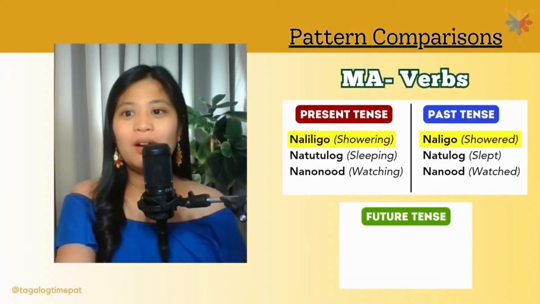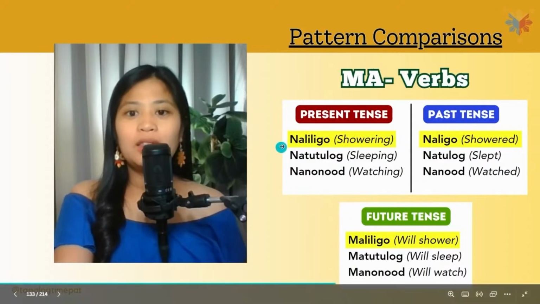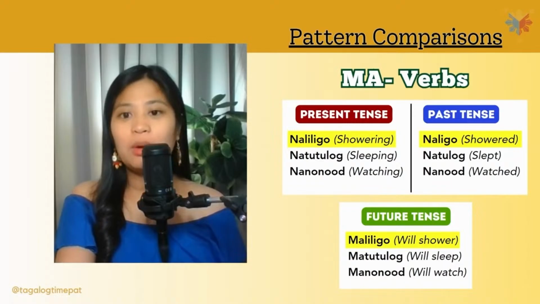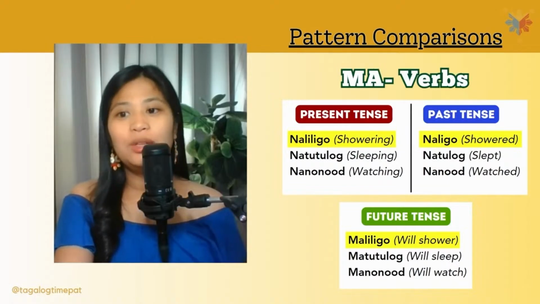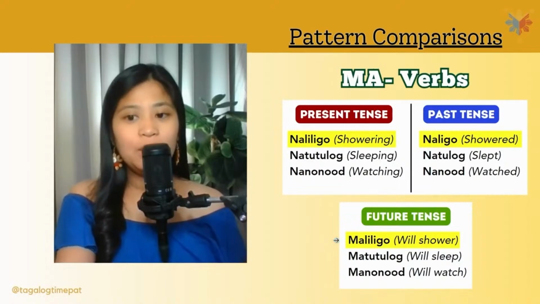Now let's compare all of the tenses together for ma verbs. Let's just take a look at the highlighted ones. Maligo means to shower. In the present tense, it's naliligo ako. Showering, taking a shower. Naliligo ako. In the past tense, it's naligo, showered. Naligo. In the future tense, it's maliligo. Maliligo ako, I will take a shower.